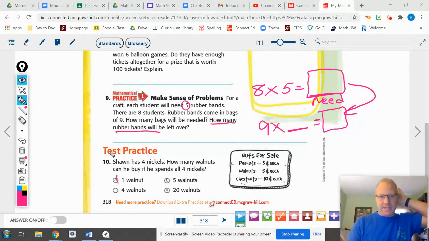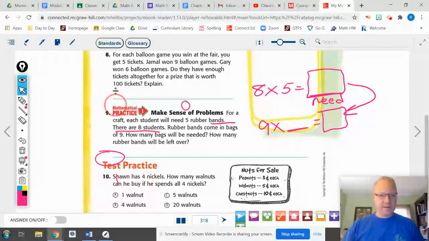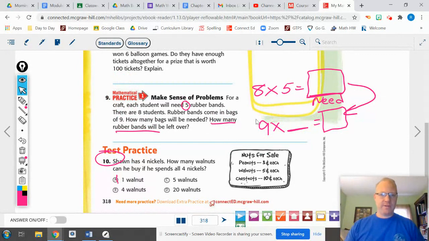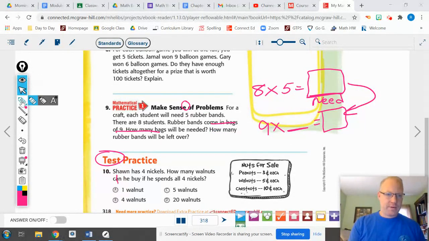All right, guys. And then make sure you do number 10. So you have numbers 1, 3, 5, 7, 9, 10 for your homework. I'll put it on the Google Classroom too.